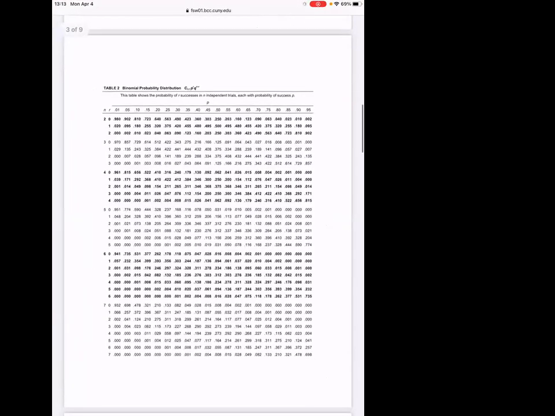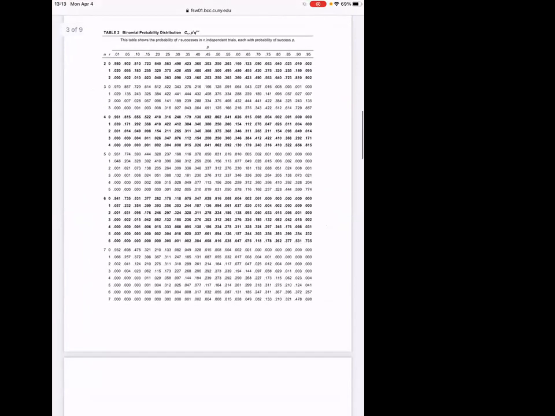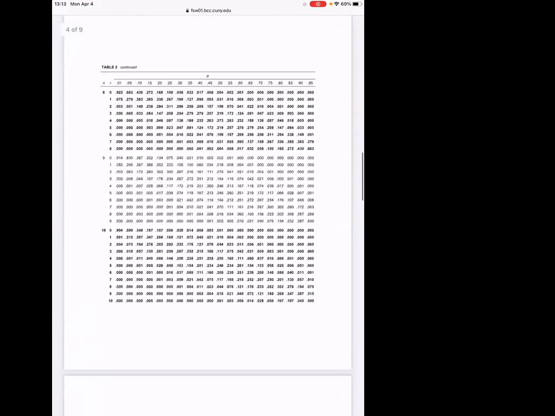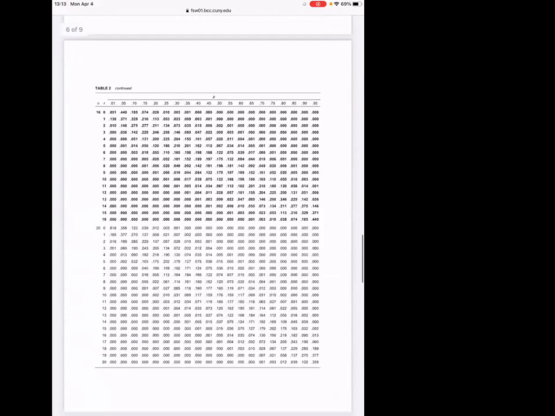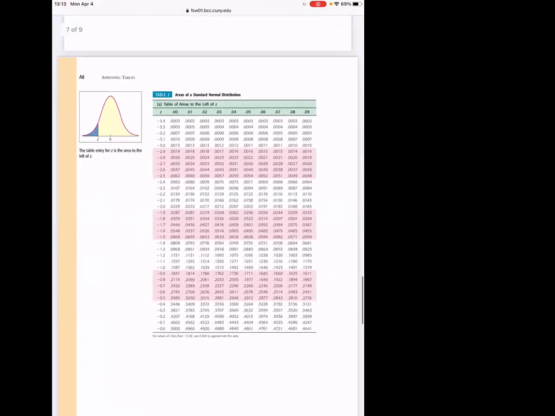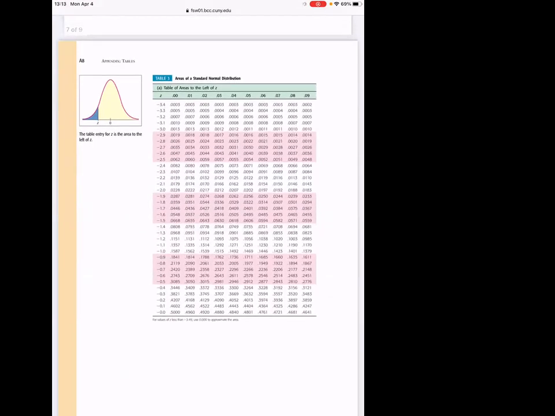There is a table 2, which is the table to find the binomial distribution. Now we need to go to table 3. So here is table 3. You can find this table, guys, on the formula sheet. It's on CUNY Blackboard. If you go to the course content, then you can find the formula sheet.